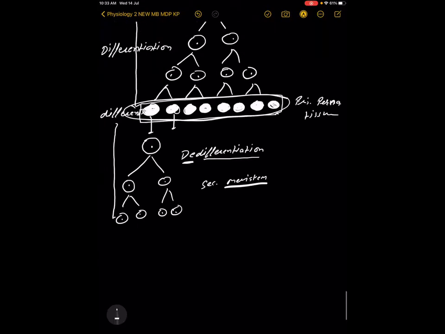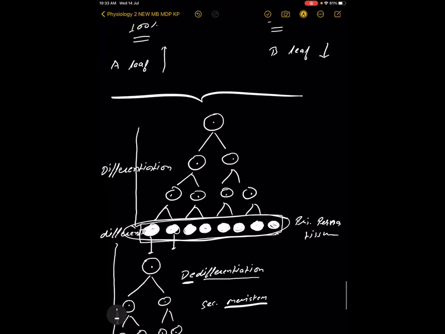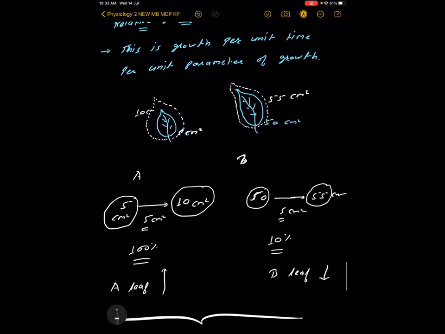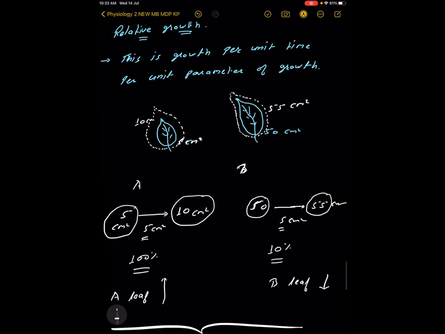Can you show the last part of relative growth, sir? This is the relative growth. I will show you the full part. Okay, sir. Relative growth up to this. Okay. Yes, sir. So done.